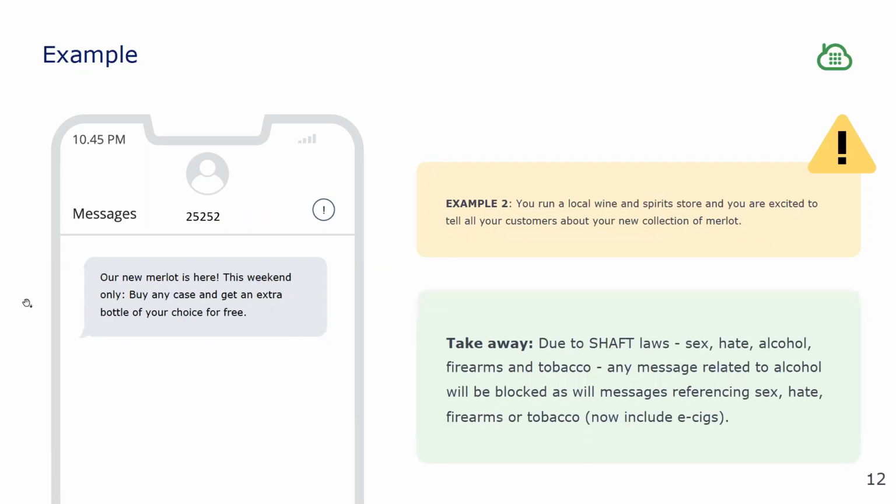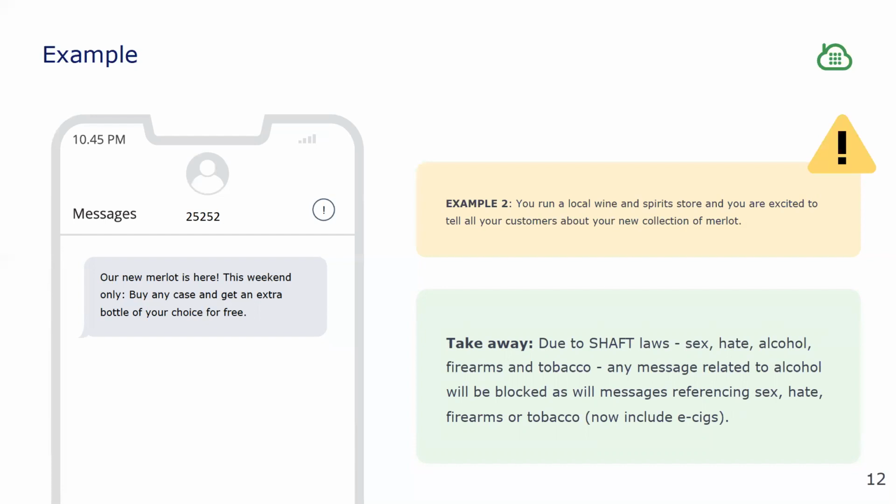Great. Well, next, what we have here is an example of a message that was sent using a shortcode. Before we look at this message, let me cover a little bit about what CTIA is and what SHAFT laws are. CTIA is the Cellular Telecommunications Association that sets down the rules and regulations for messages and any telecommunications in the industry. And then SHAFT laws. SHAFT laws stands for sex, hate, alcohol, firearms, and tobacco.